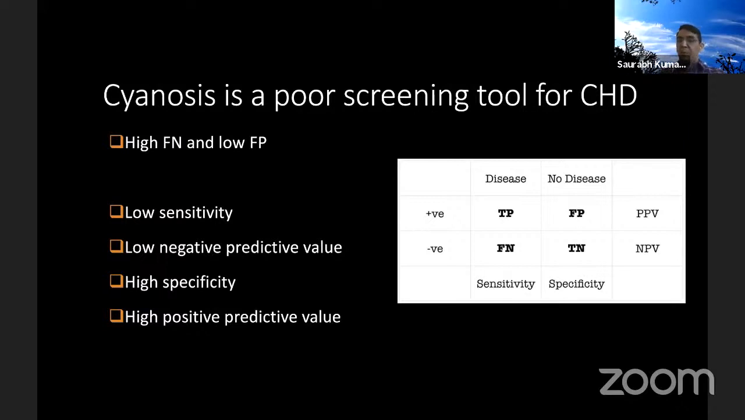But if you are not picking up cyanosis, it does not rule out a significant heart disease.